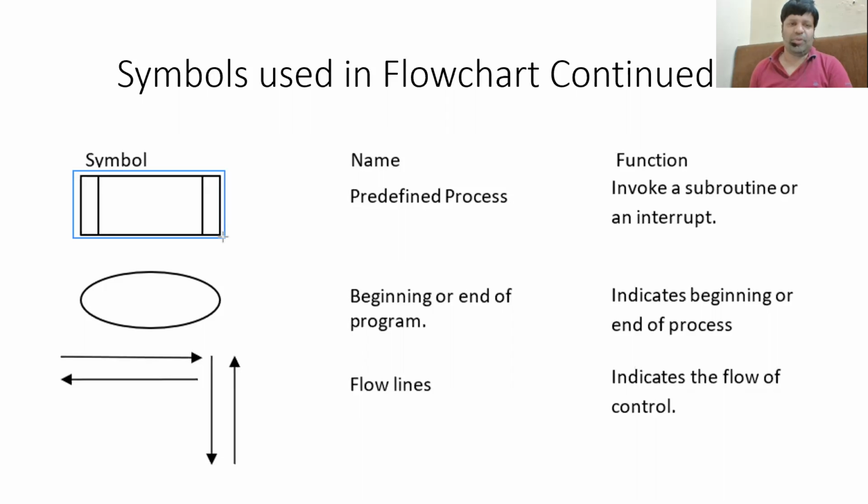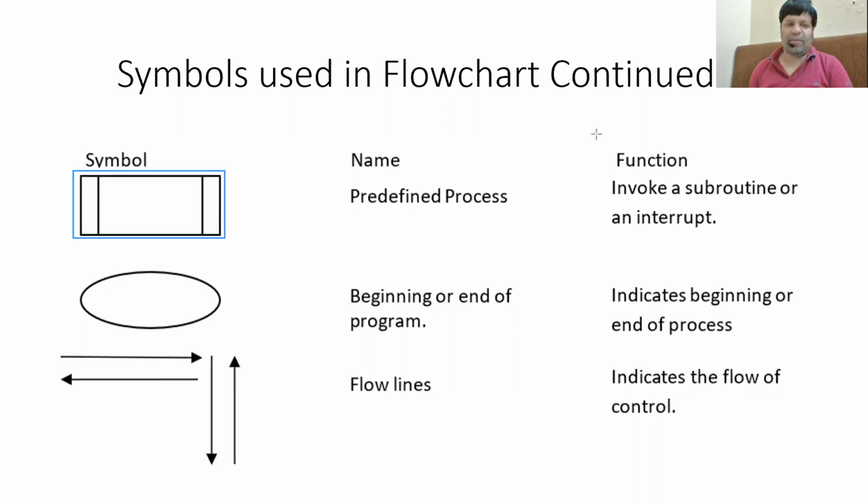Now then why do we use this particular symbol? This is used when you have defined a process in some other flowchart or somewhere else, and you want to use that process in your own flowchart. So basically you are including a predefined process into your flowchart. For that you use this symbol.